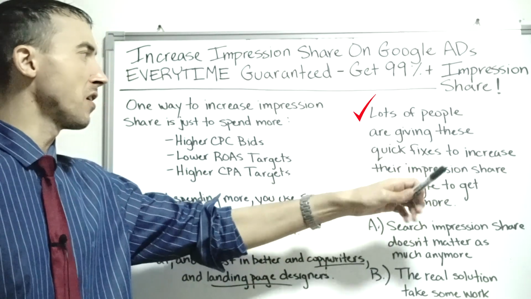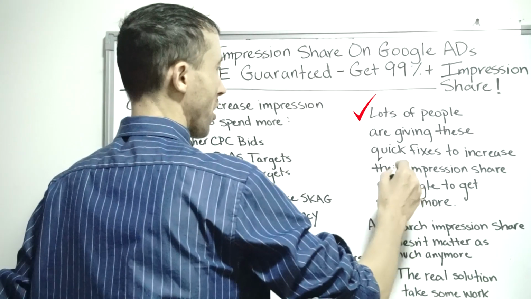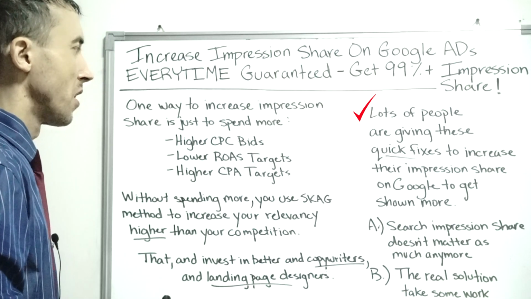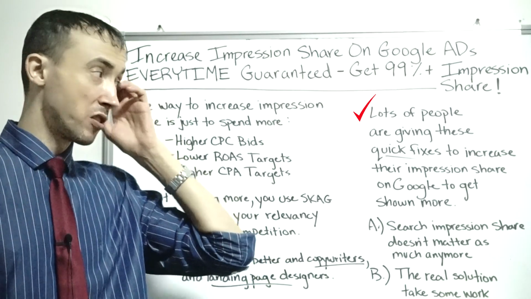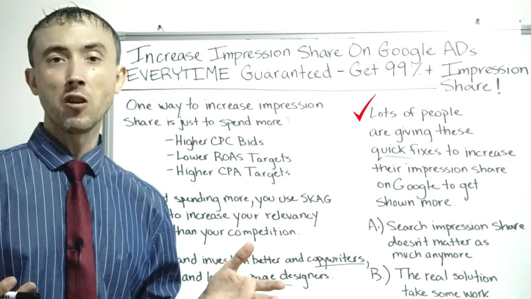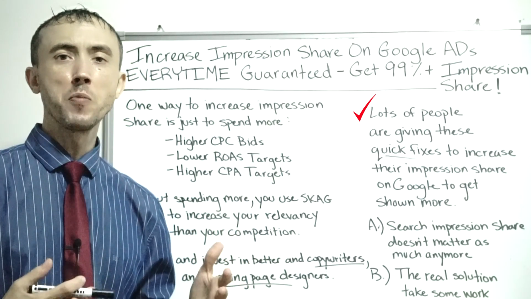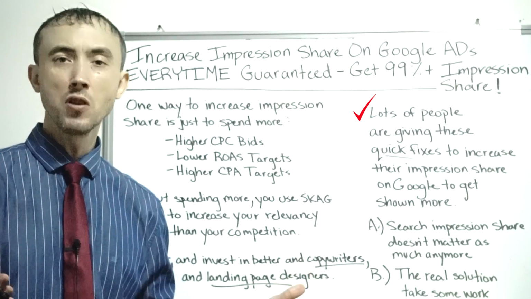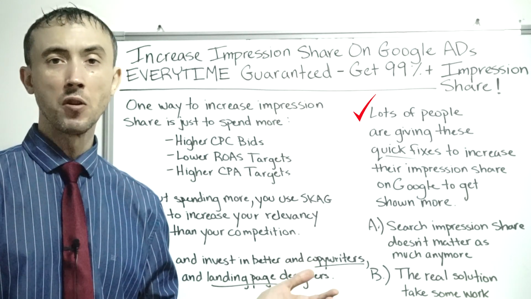Lots of people are giving these so-called quick fixes to increase your impression share so that they get shown more for their keywords. I've seen some of these other videos prior to making this video, and like I said, it started with this video. If it was easy to get 100% impression share, your competitors would have already been doing it, and there wouldn't be any opportunity there, right? Not everybody can be shown at the top of Google.